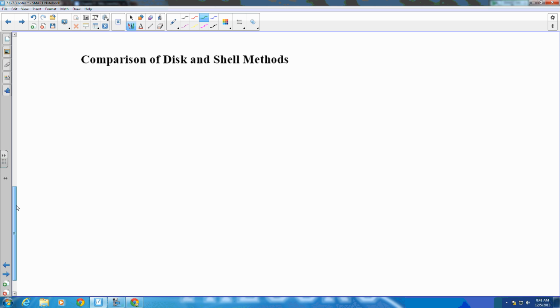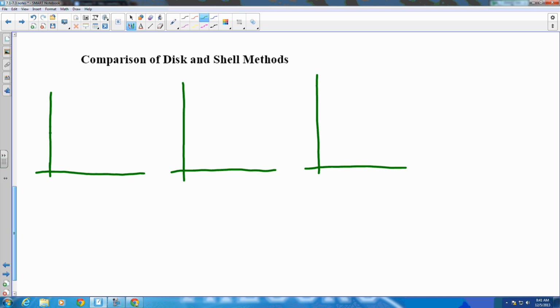Okay, so down here, this is going to be a really helpful chart for you to study to help you figure out the difference between the disk and the shell methods. There's going to be 4 different diagrams. And they're all going to be about the same shape, so let's start there. Let's draw something with about the same shape.